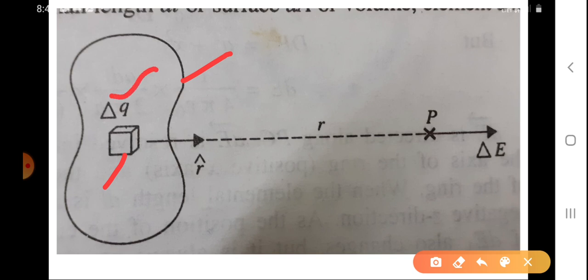Now I want to find out what the electric field would be at P. I have a method to find the electric field at P. How am I going to do it? I am going to find out what amount of electric field is produced at P due to this elemental volume. I find it, then I add up all such elemental volumes in the entire object, and I can easily do that. This is what is called calculus.